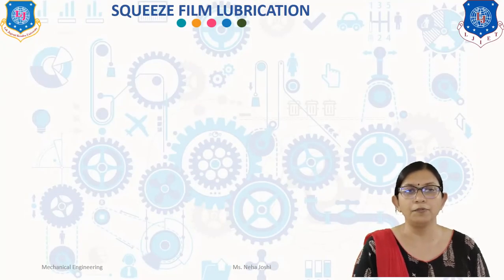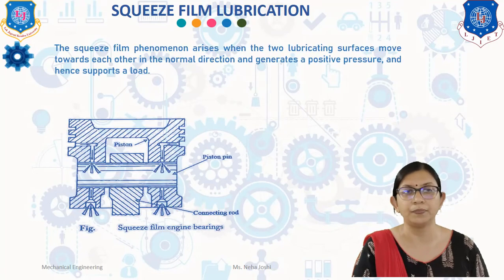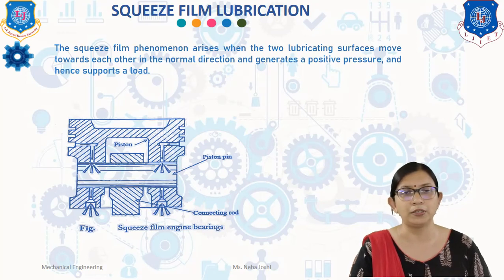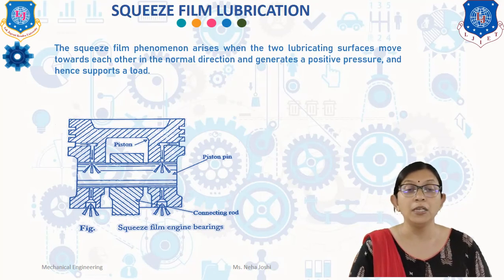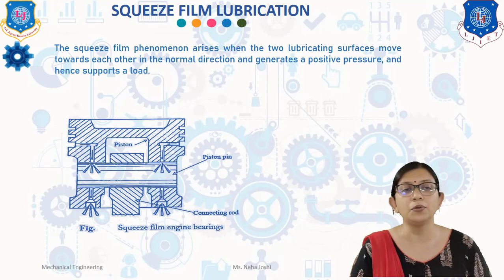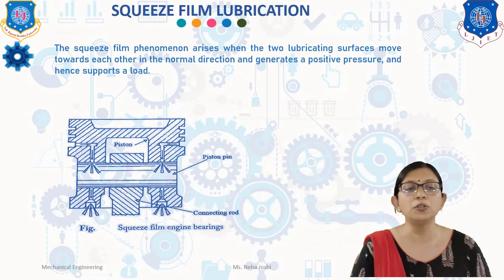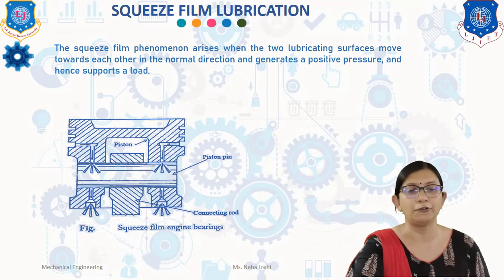Now, first of all, what is squeeze film lubrication? The squeeze film phenomenon arises when two lubricating surfaces move towards each other in the normal direction, generating a positive pressure and hence supporting a load. Squeeze film lubrication is introduced with fluctuation in load or velocity, which helps to develop positive fluid pressure. In the mechanism of squeeze lubrication, the viscosity of the lubricant plays a very important role, as a viscous fluid cannot be squeezed out easily from the interface.